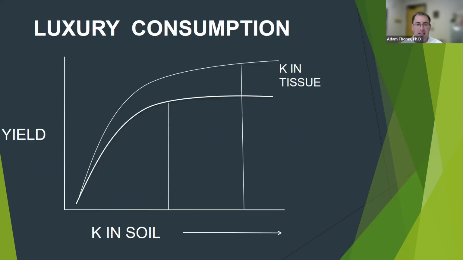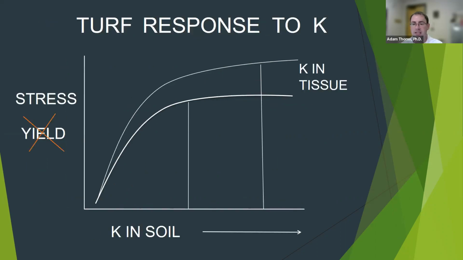So what do we talk about here? Again, we bring back up this graph with luxury consumption. The higher levels of potassium in the soil equal a greater yield. But as it goes higher and higher, it's not really a yield, it's more of a stress guard. And so we can see here, higher levels of potassium in the tissue perhaps increase that stress guard.